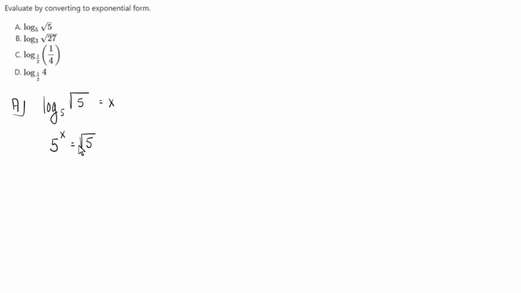Square root of 5 can be rewritten in exponential form as 5 to the power of a half. We double check that the bases in the two powers are the same, and if they are, we drop the bases and just continue with the exponents. So it's going to be x on the left hand side and a half on the right hand side.